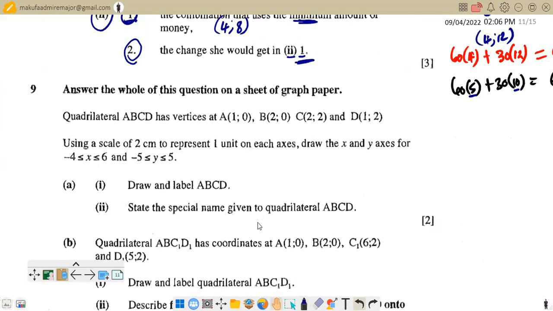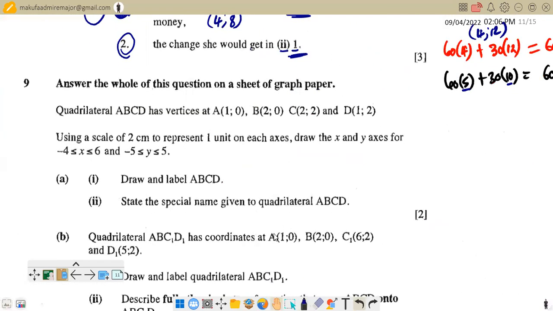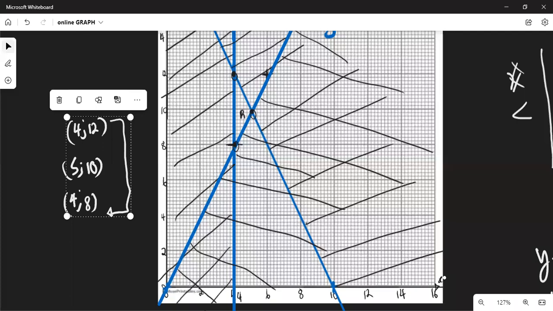Be very, very careful with the questions that you're going to be attempting, guys. It's very important that you understand what you have. And this question now is not going to be clear on our graph, guys. We are given 2 centimeters to 1 unit, and the scale is from -4 up to 6. So this one is not going to work for us. I want you to see something from our graph so that you can agree with me. Remember, we need from -4 up to 6.